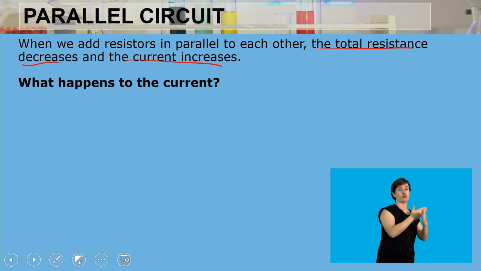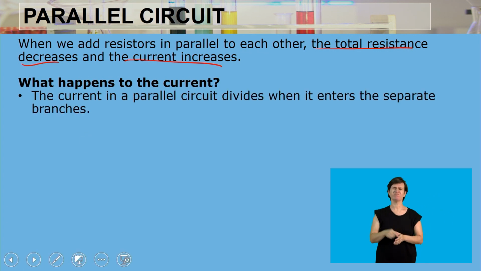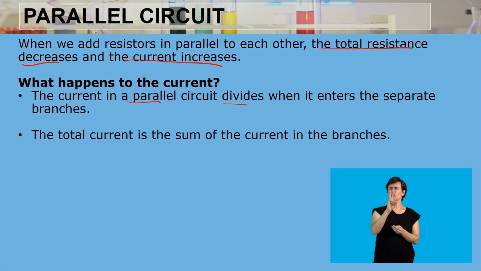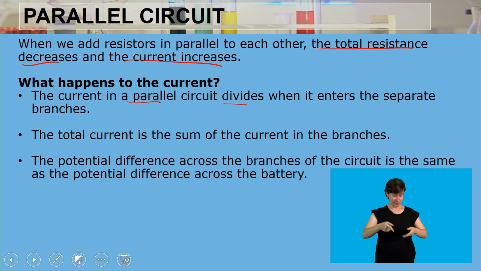Now, what happens to the current? The current in parallel will divide when it enters the separate branches. So because there's more than one pathway, we're going to draw it now. Now let's just continue. The total current is the sum of the current in the branches, and the potential difference across the branches is the same as the potential difference across the battery.